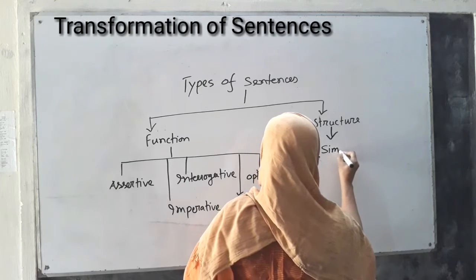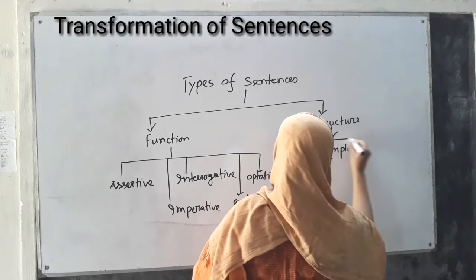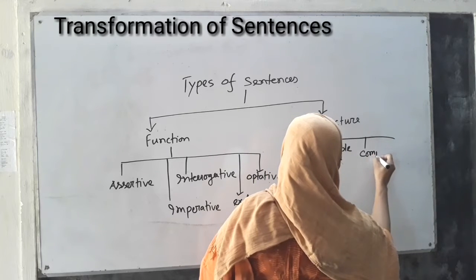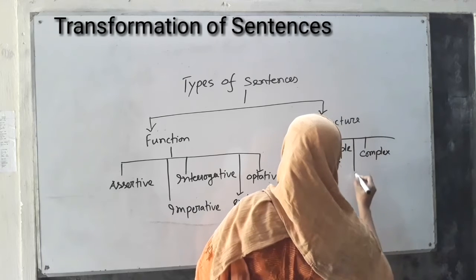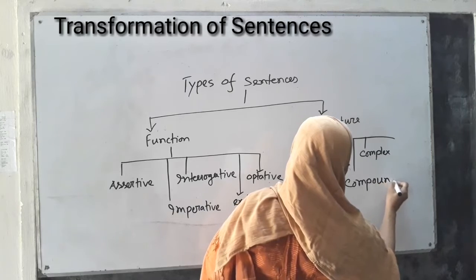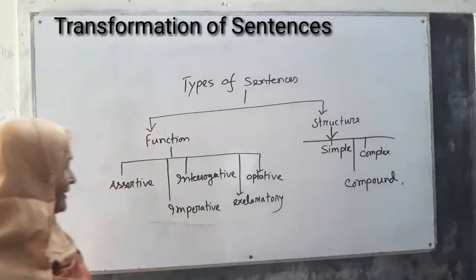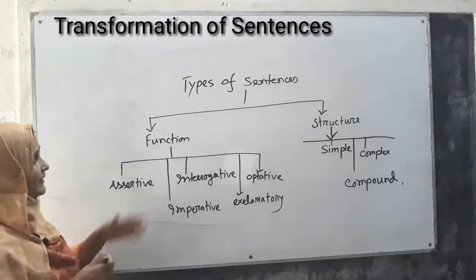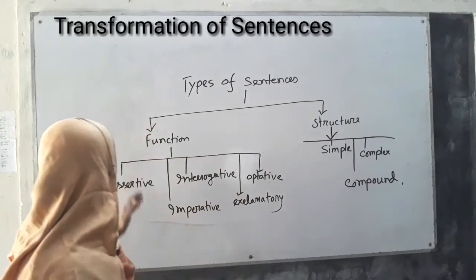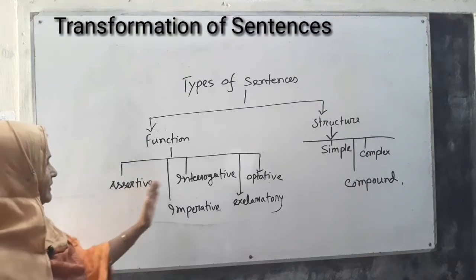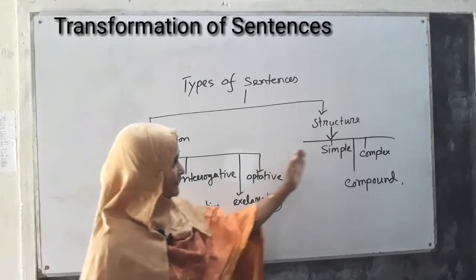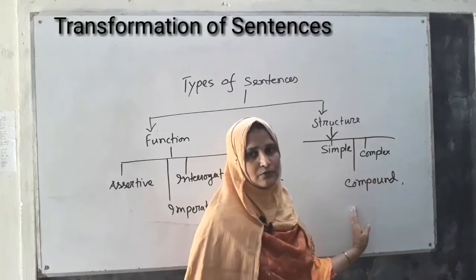So learners, we can see there are two types of sentence, function and structure. Function: assertive, interrogative, optative, imperative, exclamatory, and structure: simple, complex, compound.